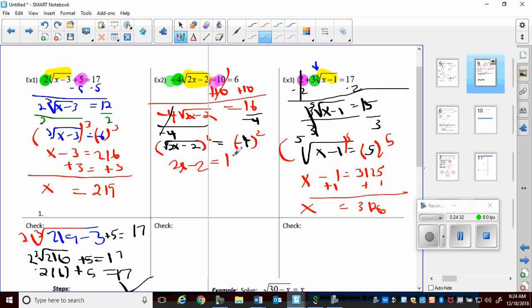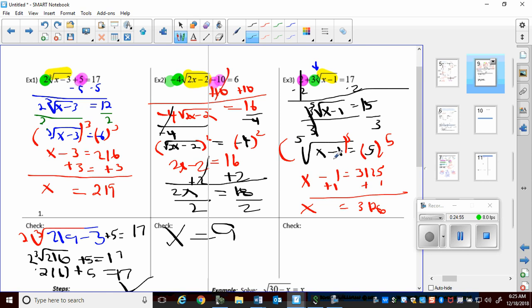Divide both sides. Oh, not yet. Equals 16. Add 2 to both sides. And I get 2x equals, this goes away, 18. Divide by 2. And x equals 9. Final answer.